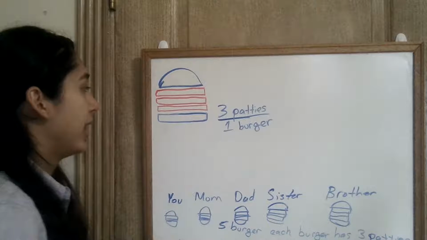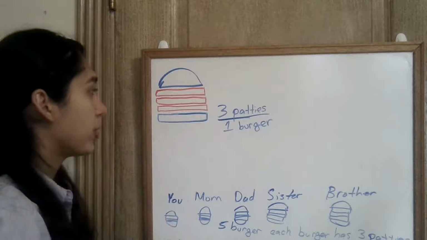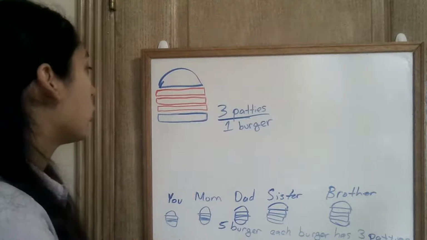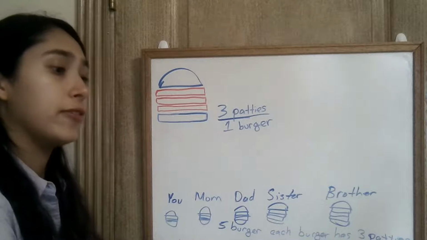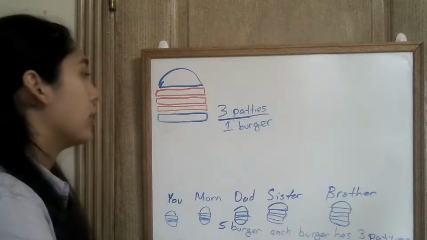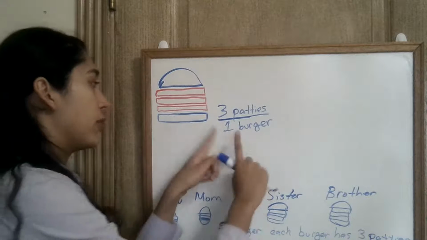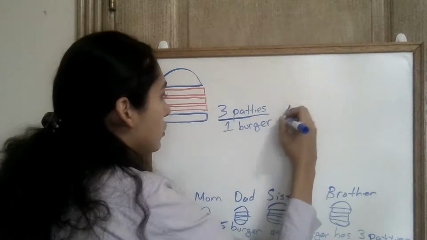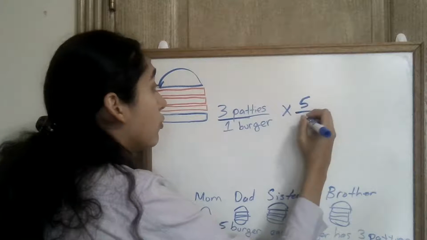So going back to the patties. So we have 3 patties per burger and we want 5 burgers. All right, cool. So we know we need to multiply by 5. We're not going to divide by 5. We're not going to add 5. We're going to multiply by 5 because you want to get to 5 burgers. So we're just going to multiply by 5 over 1.